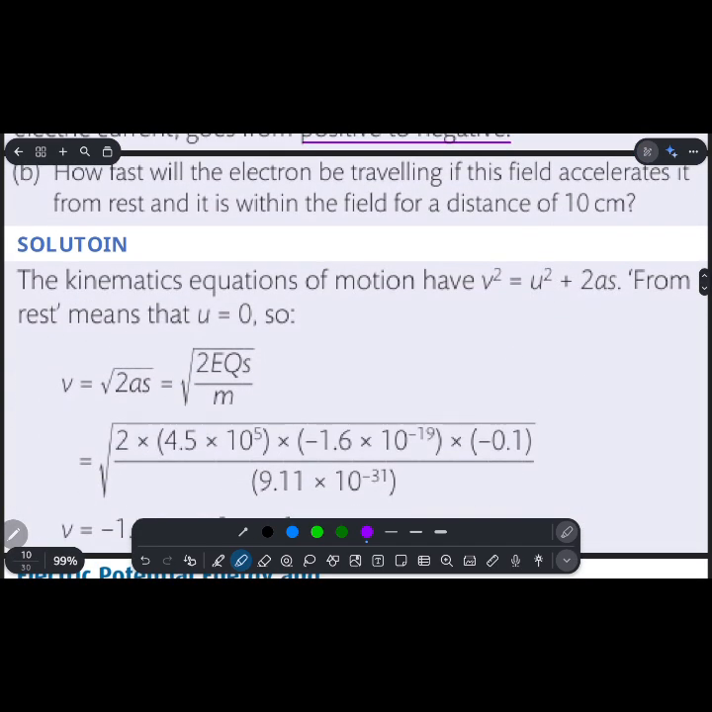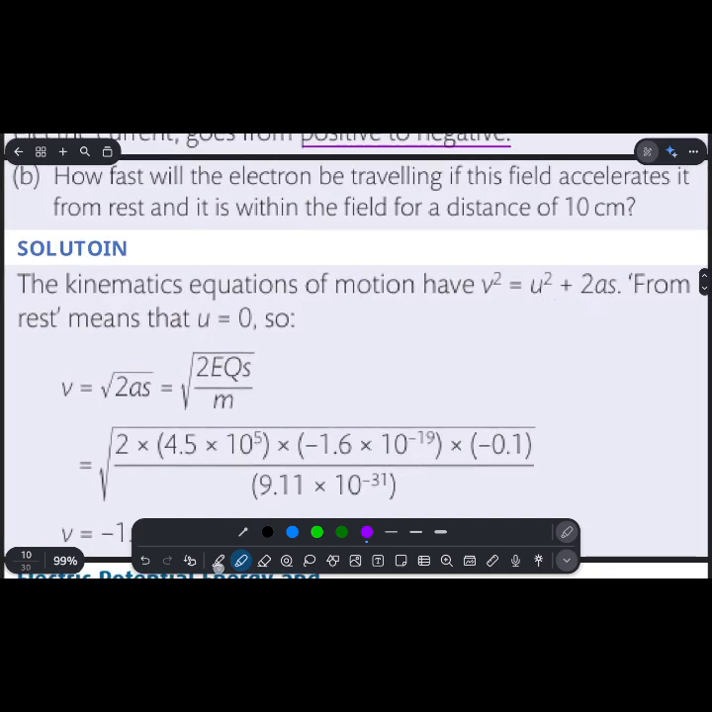Now if I use the same information to figure out this idea: how fast will the electron be traveling if the electric field accelerates that electron from rest, and it is within the field over a distance of 10 centimeters. So here I have to use some different concept of kinematics, and then I will figure out how to change that. Okay, listen.